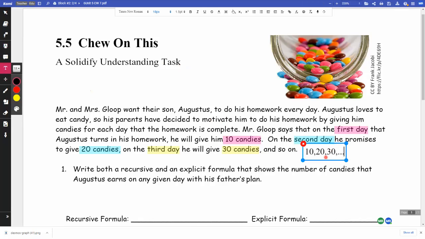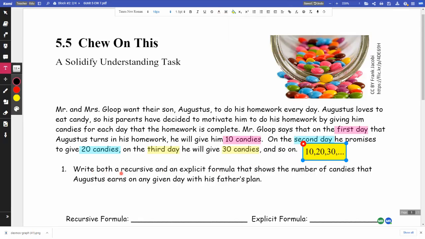Okay. I'm just going to highlight this, not highlight, but fill. So I just clicked in here, and to fill, I can come up to the top and pick a color. So let's say I do it in yellow. Okay. So that's our sequence. First day, 10 candies, second day, 20 candies, third day, 30 candies, and so on.